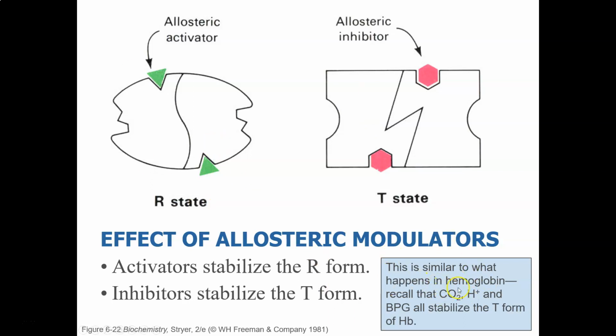This is similar to what happens in hemoglobin. We saw that carbon dioxide and protons and BPG all stabilize the T form. But we also have allosteric activators, and again, they bind not to the active site, but somewhere else. That's what allosteric means. It means other place. And when they bind, they stabilize the R form. So allosteric activators stabilize the R form, and allosteric inhibitors stabilize the T form.